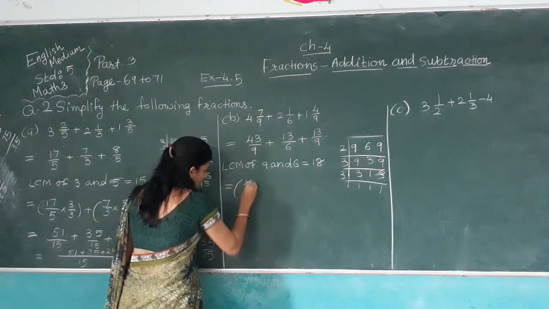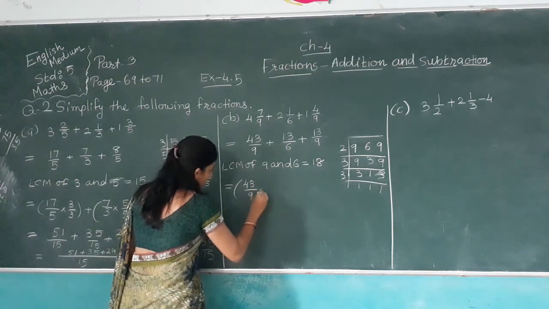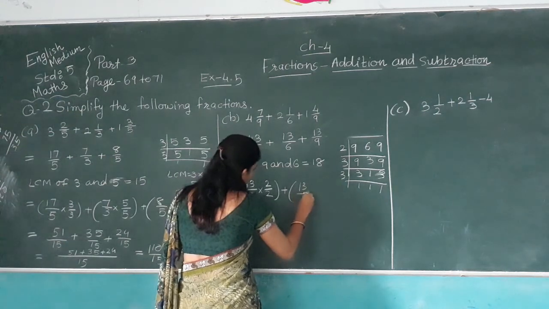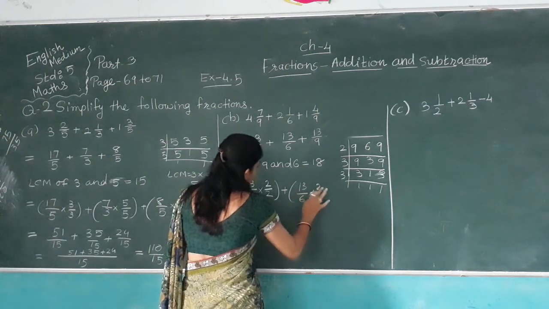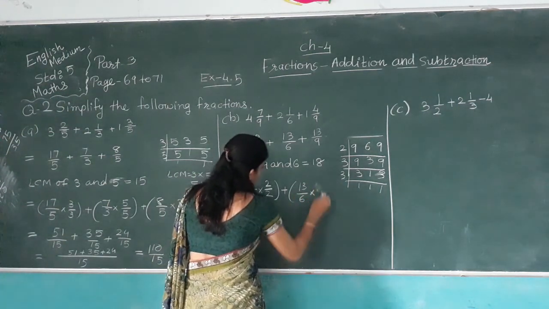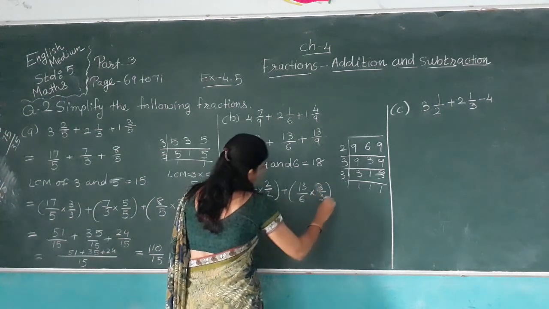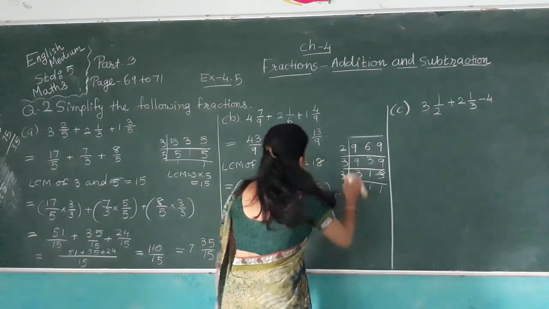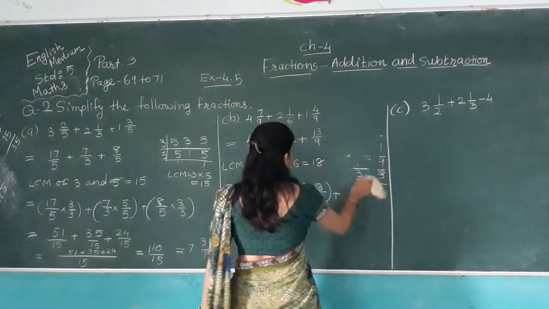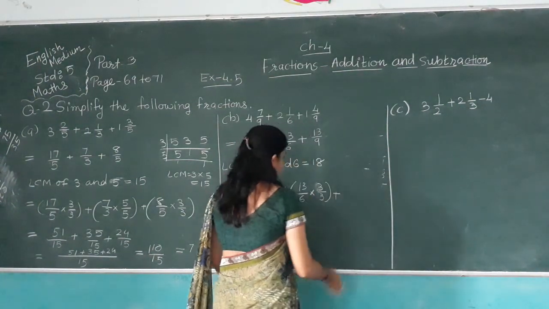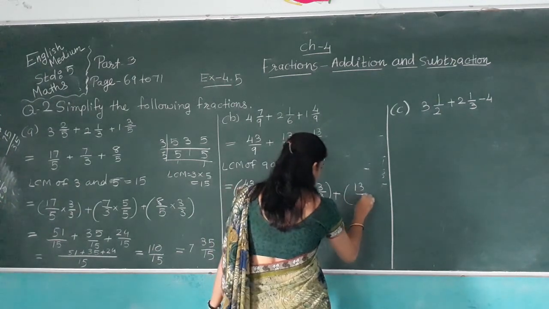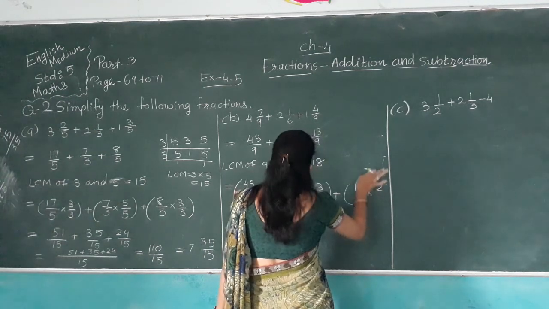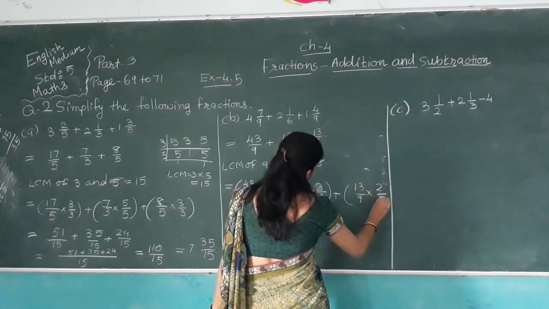Then 43 out of 9 multiplied by 2 out of 2 plus 13 out of 6 multiplied by 3 out of 3 plus 13 out of 9 multiplied by 2 out of 2.